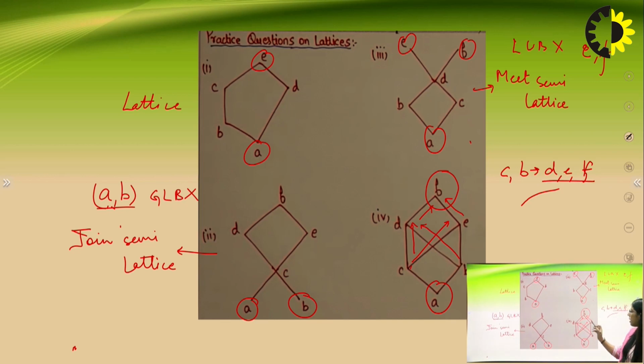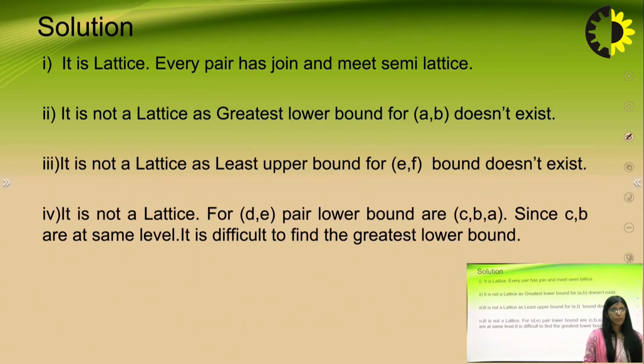Now we can see which least upper bound is here. There is no least upper bound, because these two, D and E, are non-comparable. They are on the same level, so we cannot compare which will be the least upper bound. So this is not a lattice. This will be the solution that we covered in the previous slide.